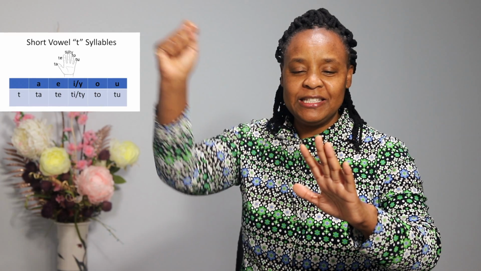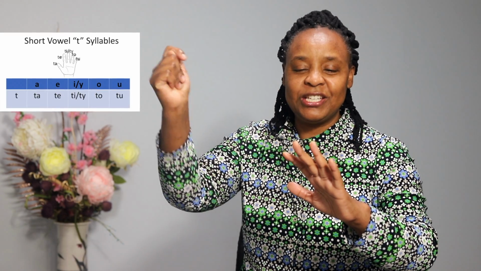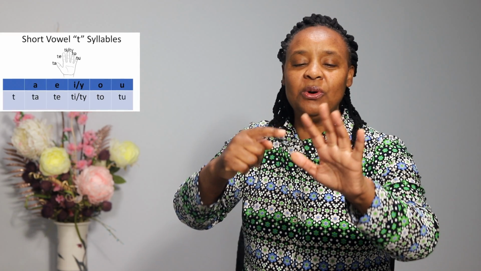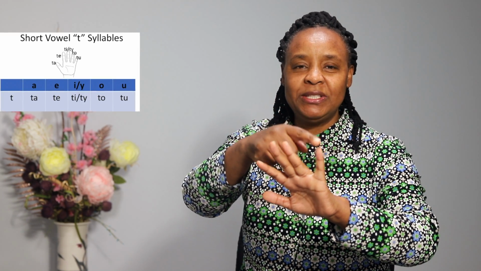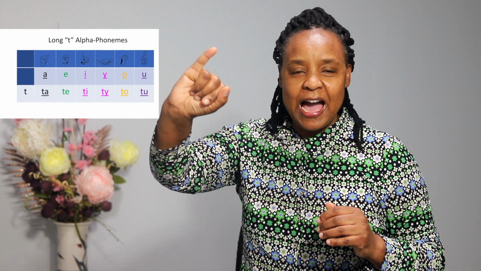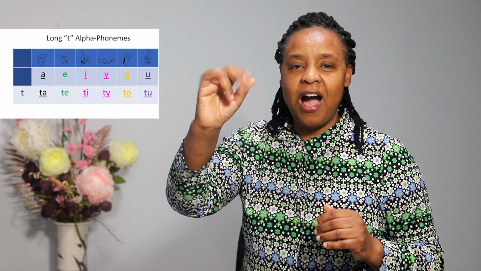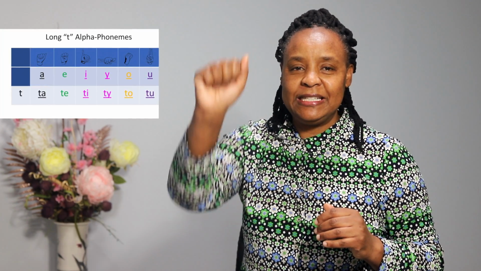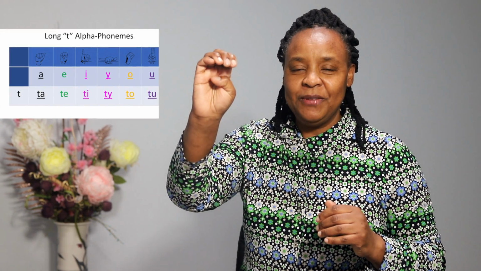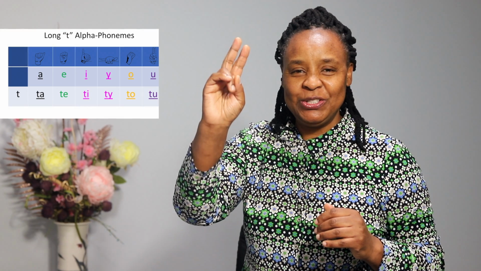Okay, now let's try to make syllables using that. The short sounds therefore will go ta, te, ti, to, tu. And now let's go to the long sounds. The long sounds again will go like this: tay, tee, tie, toe, too.